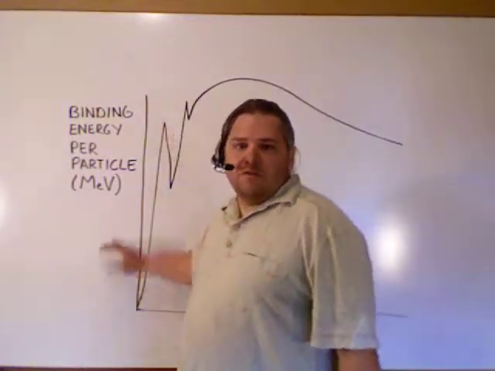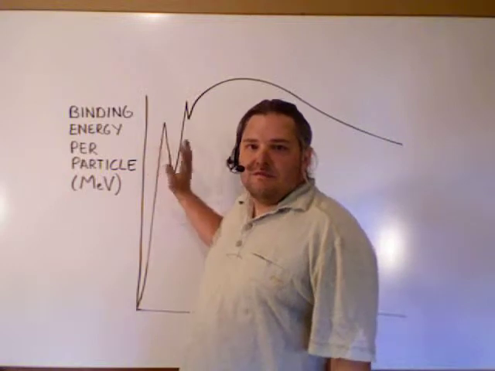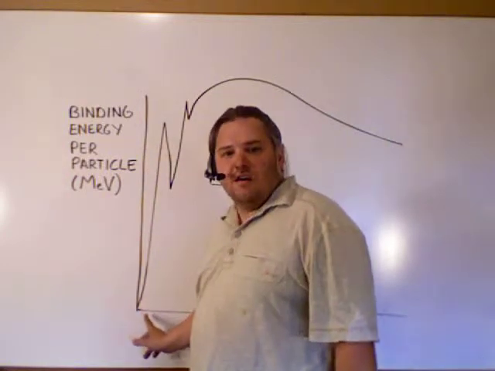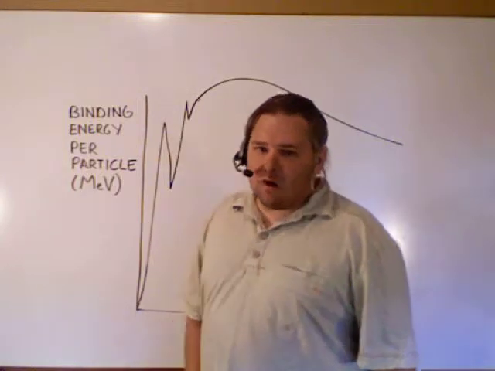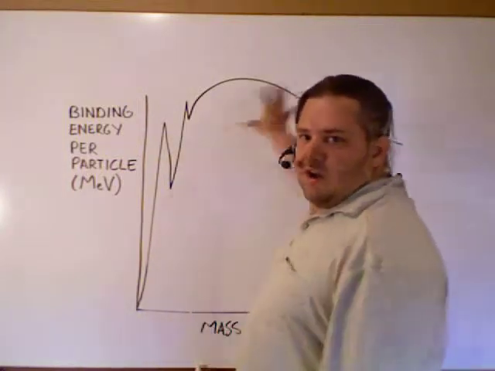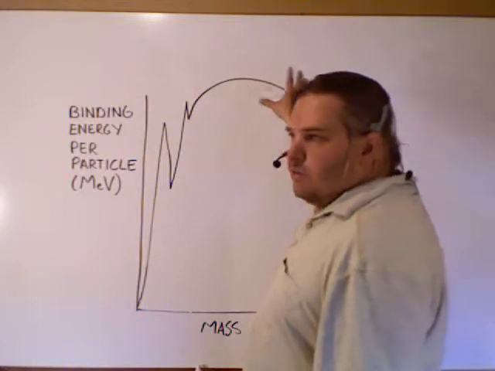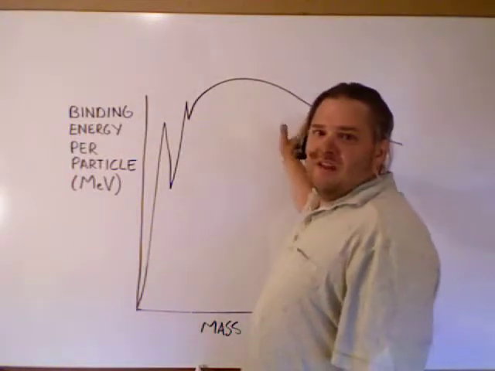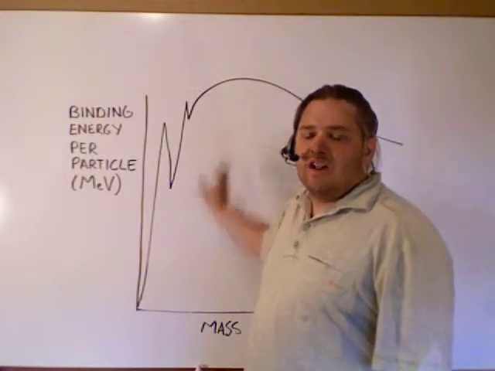Other particles, like deuterium, have very little binding energy and very few particles. So deuterium is right over here. Unstable, incredibly unstable. Whereas you're talking about other elements over here that are relatively stable. It doesn't mean that they're not dangerous. It just means that the stability, the decay rate, is a lot less.